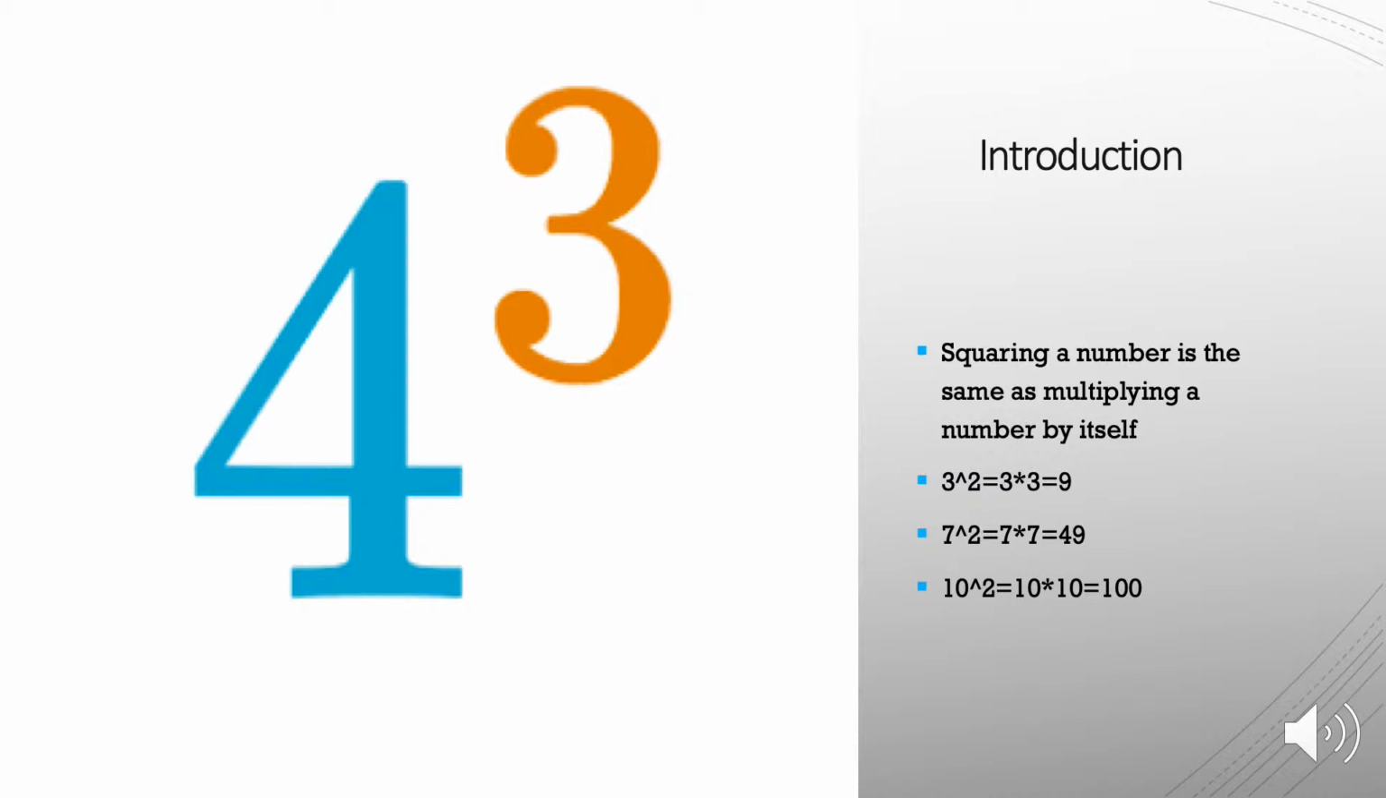3 squared would equal 3 times 3, which equals 9. So 3 squared equals 9. And then there's 7 squared, which equals 7 times 7, which equals 49. Then there's 10 squared. 10 squared equals 10 times 10, which equals 100.